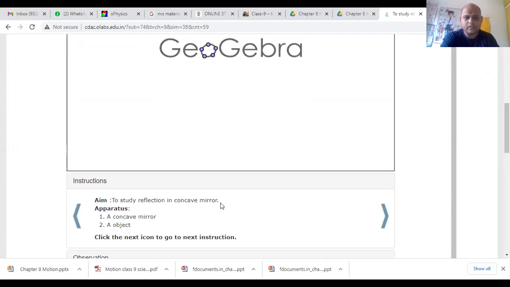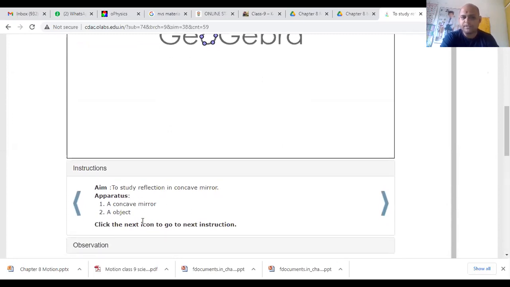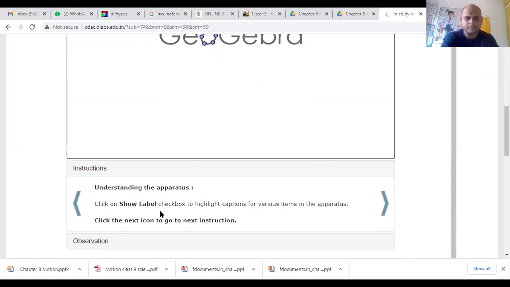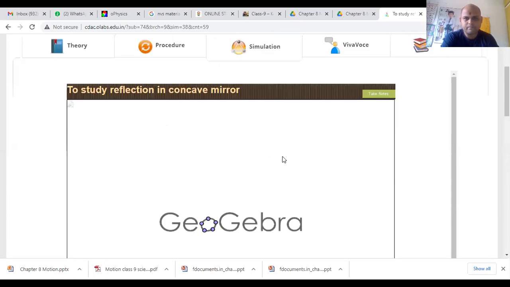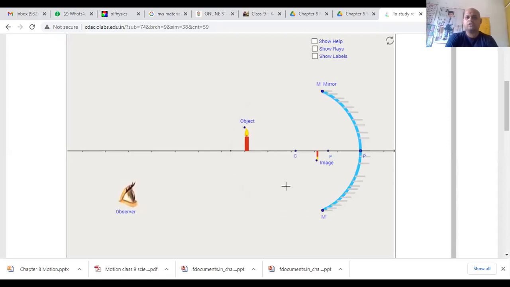To study reflection in a concave mirror, the apparatus is a concave mirror and an object. Okay, let's see. So this is the object. Now, can we move it? See, I'm keeping it at infinity.